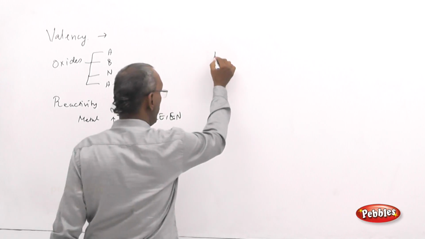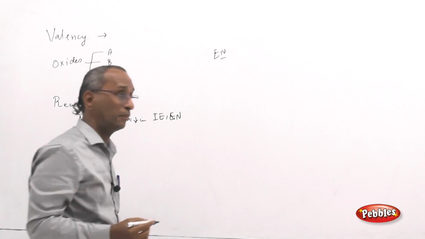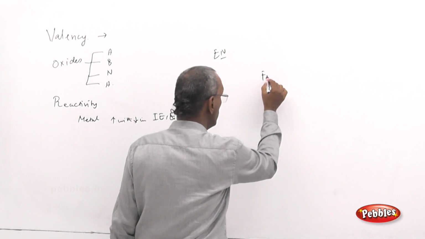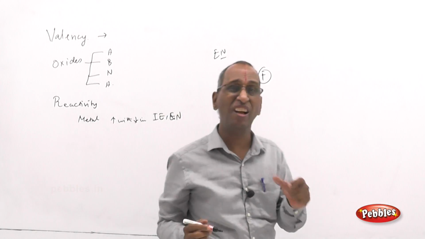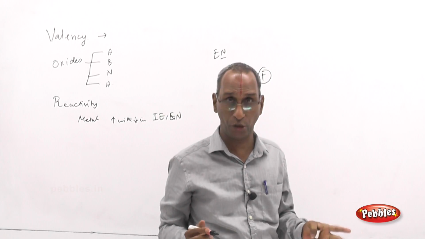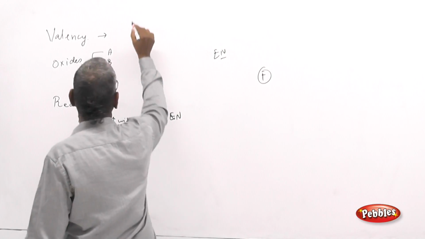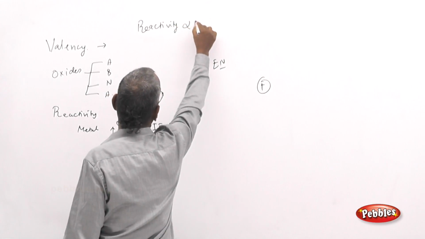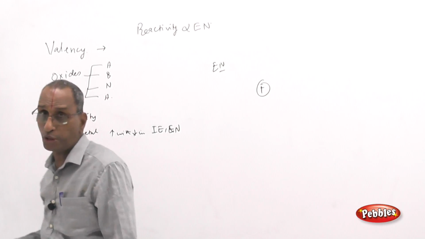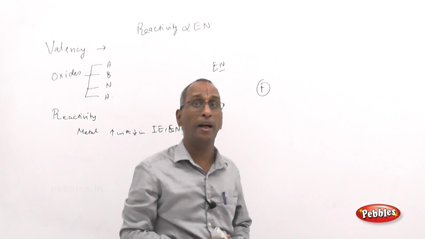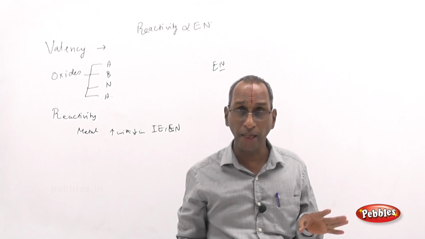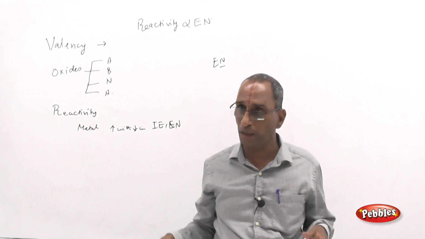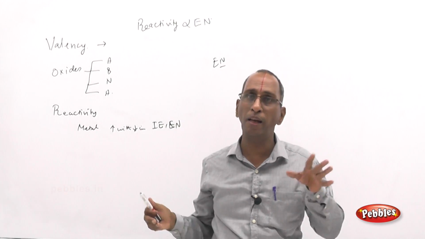Higher electronegativity means better compound formation capacity. So, fluorine is most electronegative, which means that fluorine is highly reactive. Reactivity is directly related to electronegativity. Fluorine is the most electronegative, so fluorine is most reactive. Inert gases are not electronegative, so they are not reactive. Other elements are less electronegative, so they are less reactive.